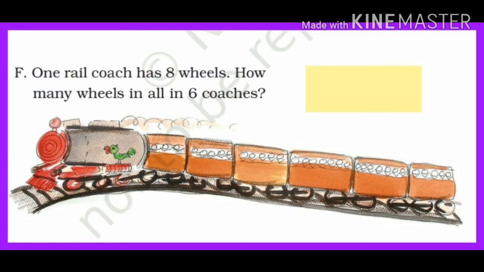Next one. One rail coach has 8 wheels. How many wheels in all in 6 coaches? Here the answer will be 6 multiplied by 8 equals 48.